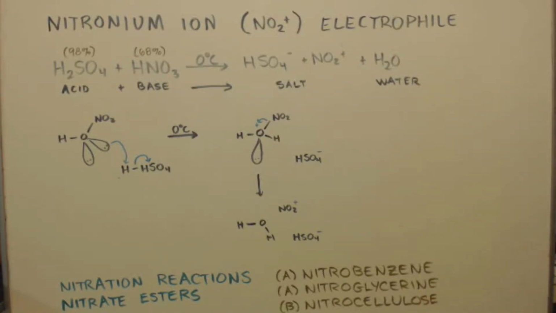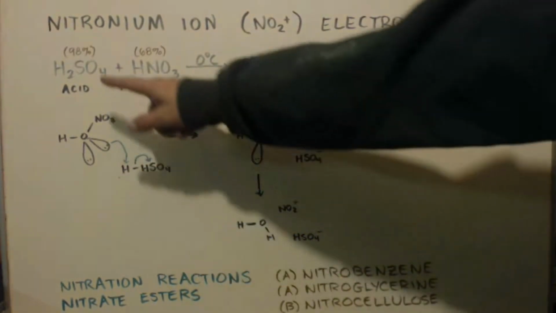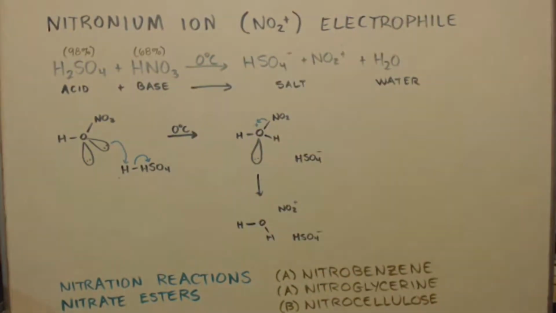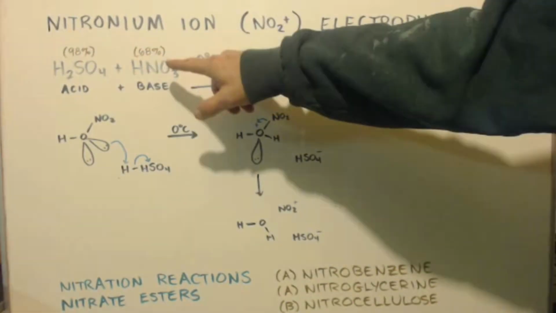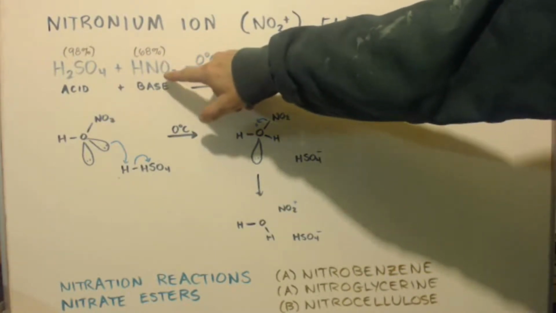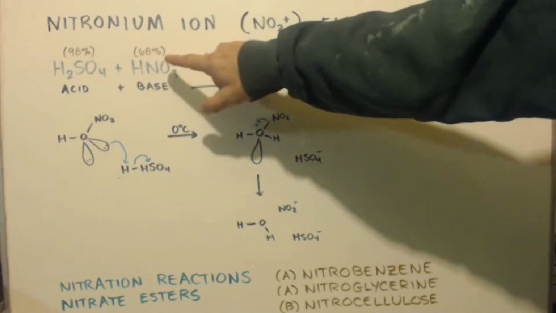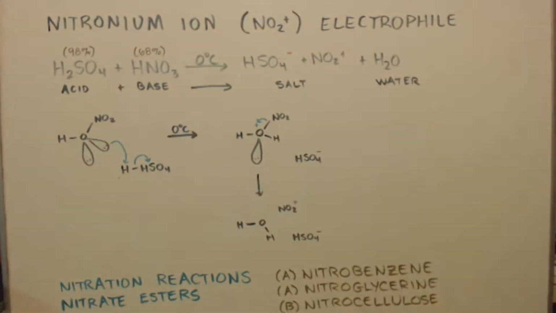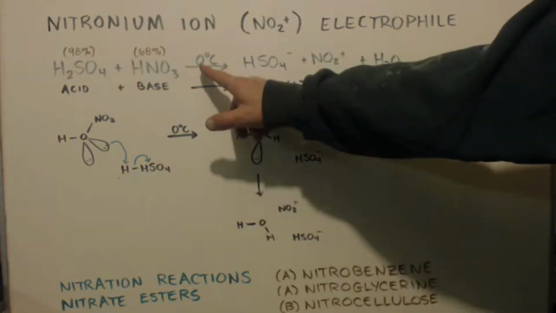Now, how do you make it? Well, you get sulfuric acid, you get nitric acid, both concentrated. And concentrated nitric acid doesn't mean that it's 100%, it means it's 68%. You cool them down to 0 degrees, and you mix them together. That's it.